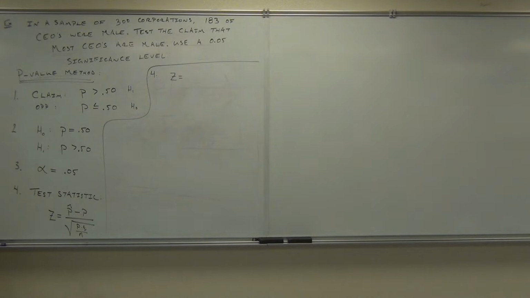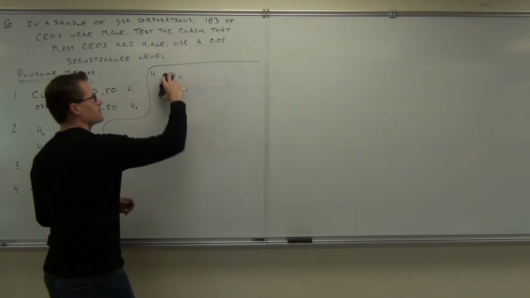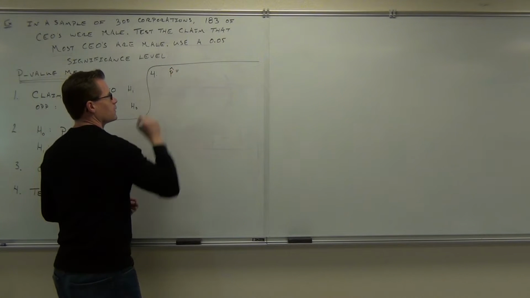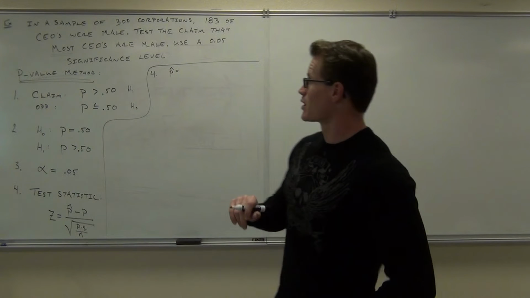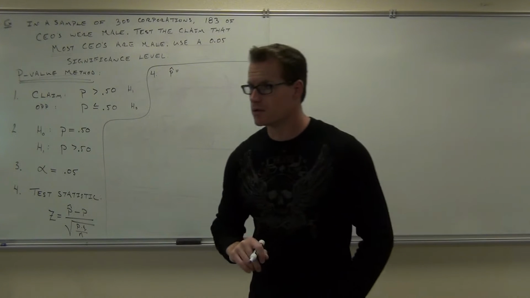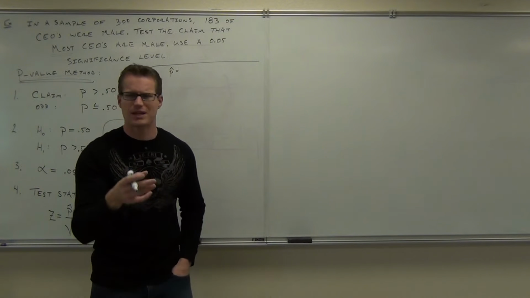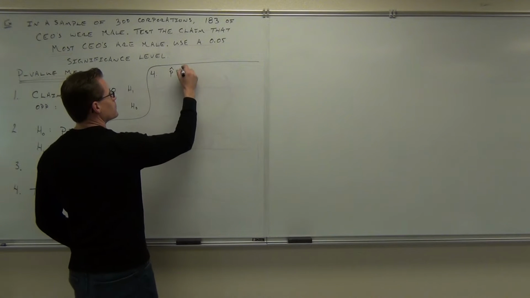We need to be able to identify p hat. We need to be able to identify p, q, and n. So let's work on p hat first. How much is our p hat? Is our p hat 183? Our p hat is going to be a sample proportion. It's based on your sample. That's why we have the p hat. It means sample proportion. How do you find your p hat here?